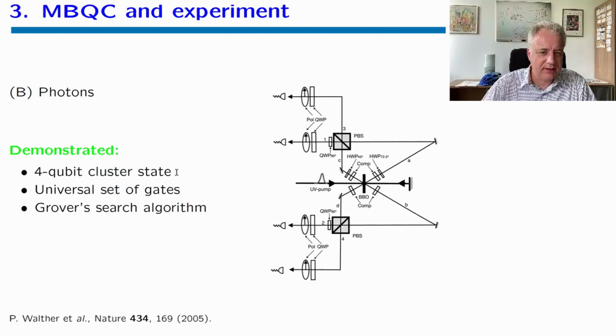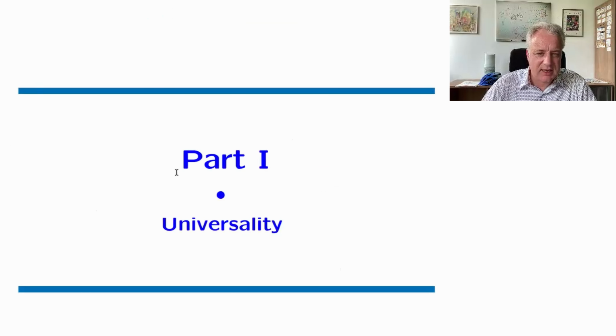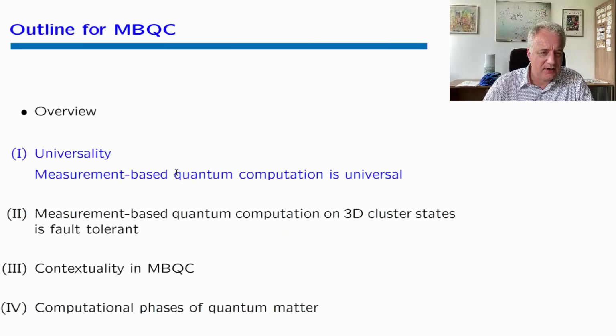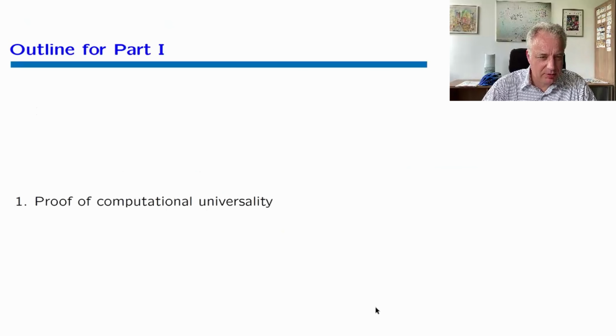Good. Okay, so I think this is it in terms of experiments. And so this concludes the summary. And I now want to continue with universality. So universality is the first part in the technical items that we want to discuss. So this is where this first part now stands in the overall structure of this part on measurement-based quantum computation. If we look at this part, well, there is just one item on the menu, and that's the universality proof.